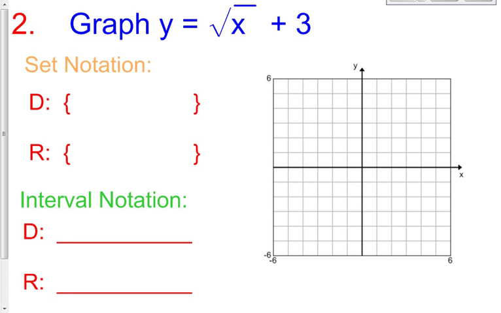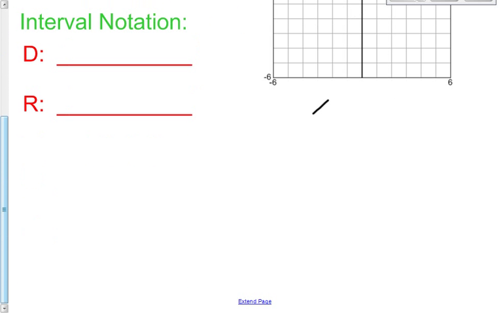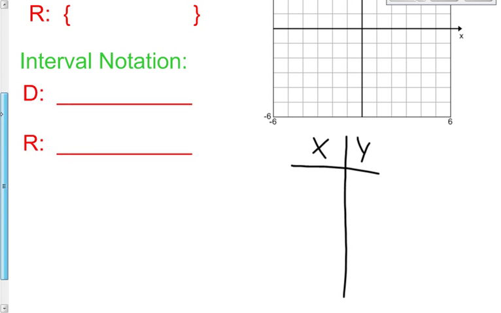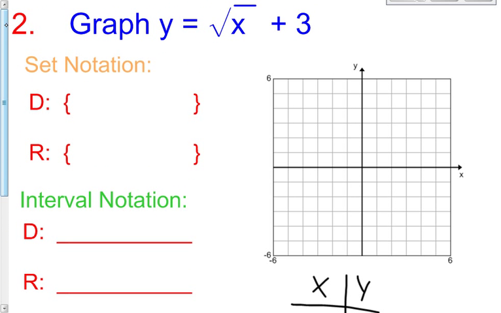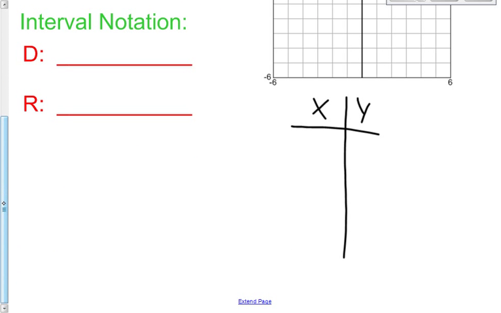All right, number 2. This one says y equals the square root of x, and then we're going to add 3 more to it. You can put this in on your calculator. Let's all do it together, though, by using an XY chart. So once again, I'm going to put in convenient values. I'm not going to put in inconvenient ones. We already talked about some of the convenient ones, the square root of 0, the square root of 1, the square root of 4, the square root of 9.